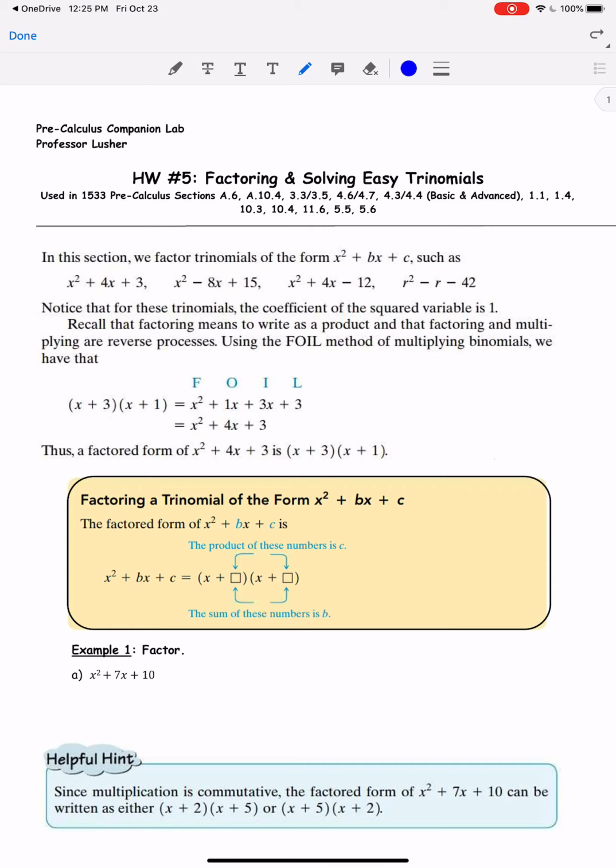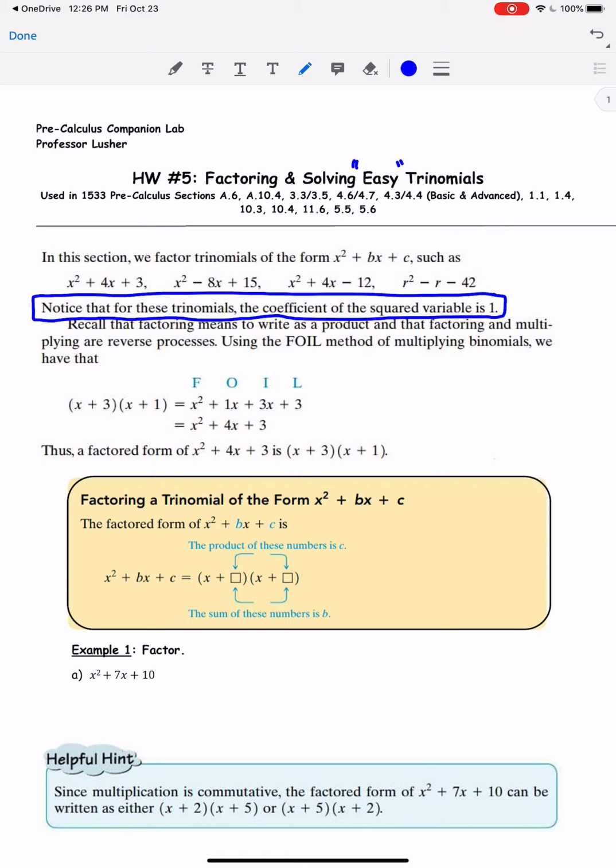So in this section, we are going to factor trinomials in this form right here: x squared plus bx plus c. So it gives you some examples here. And then it says, notice that for these trinomials, the coefficient of the squared variable is 1. That is what makes these, in quotes, your easy trinomials to factor.